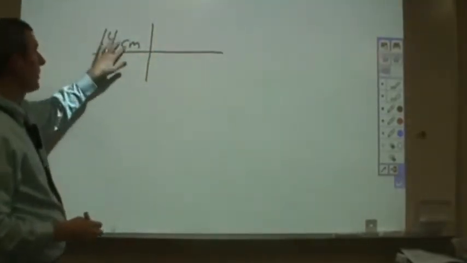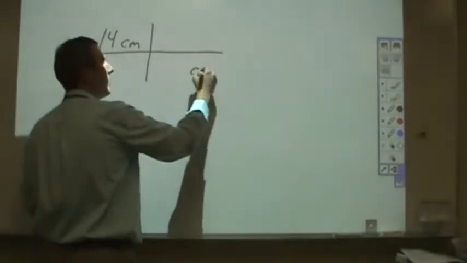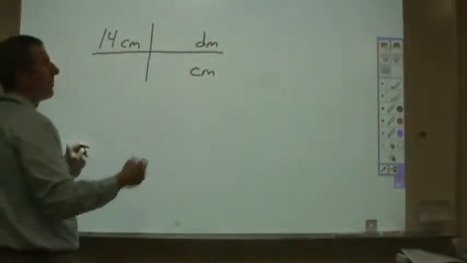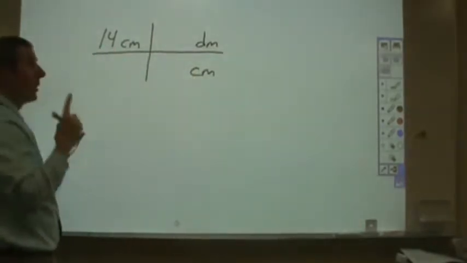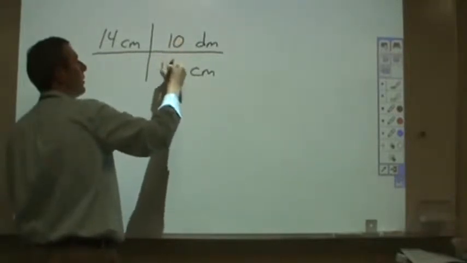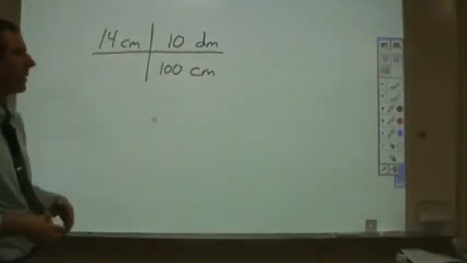Okay? My given is 14 centimeters. I would copy my units. I would put my new units up here. And then I would fill in numbers, decimeters and centimeters. I could put in 1 and 10. I could put in 10 and 100. As long as the two amounts are equivalent, it's fine.